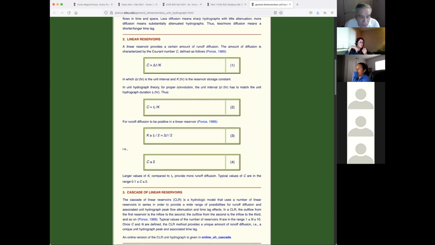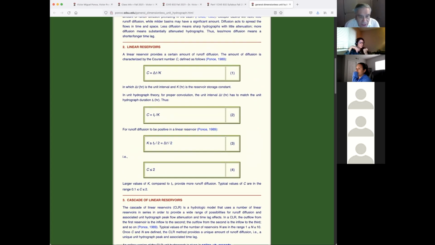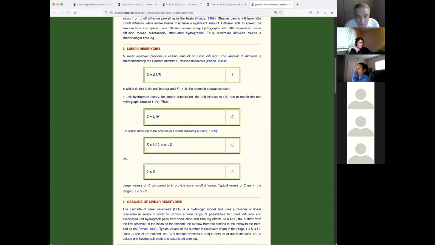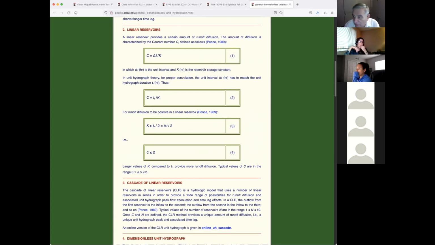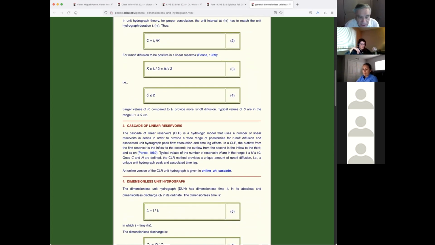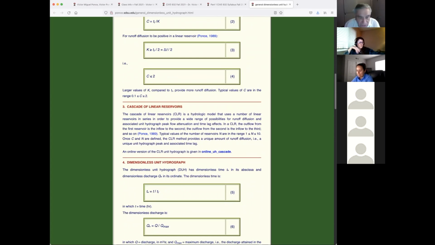Okay, so therefore, these formulas are designed to remind us of the linear reservoir because we already covered it in the previous paper. The Cascade of linear reservoirs, the CLR, we also covered in the previous paper. It is a hydrologic model that uses a number of linear reservoirs in series in order to provide a wide range of possibilities for runoff diffusion. Runoff diffusion is what we're interested in here.